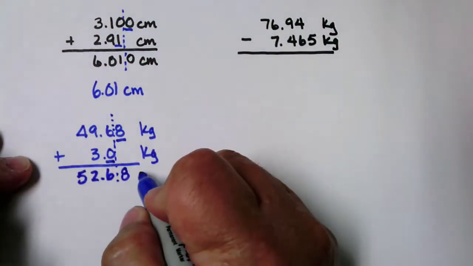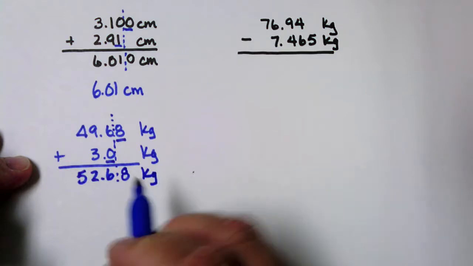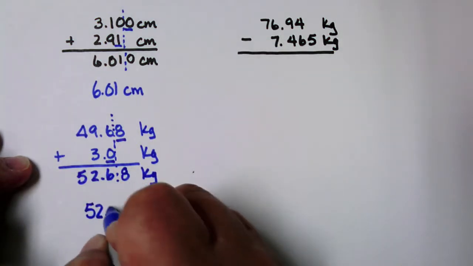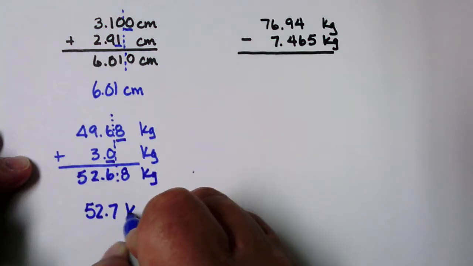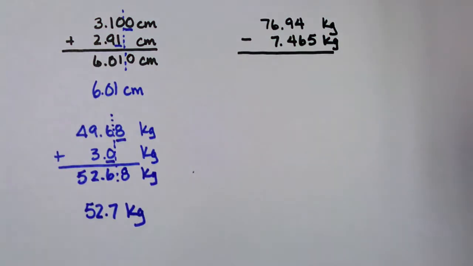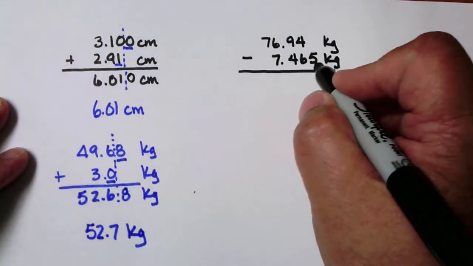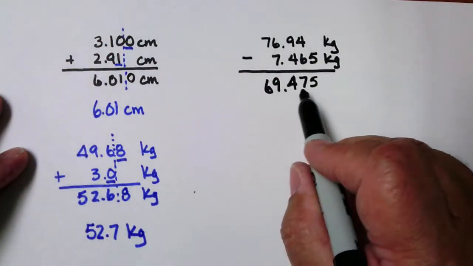So we have 52.68 kilograms. And since this is an 8, we'll round up. So our answer will be 52.7 kilograms. Let's look at the subtraction over here. And so we're just going to go ahead and subtract. So our answer is 69.475.